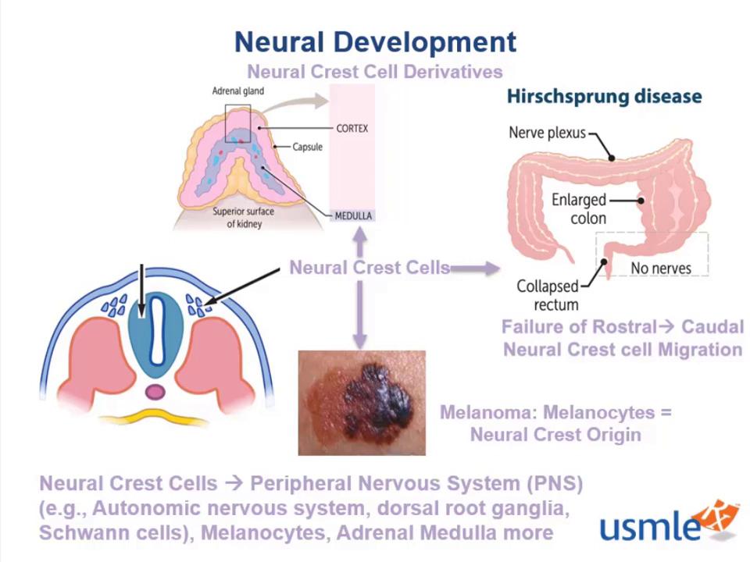Once you make the diagnosis of melanoma, test makers will then ask you, what is the embryological derivative of the abnormally proliferating cell? And you, the astute student doctor, will confidently select that melanocytes are neural crest cell derivatives.